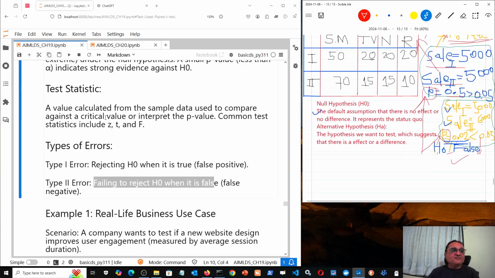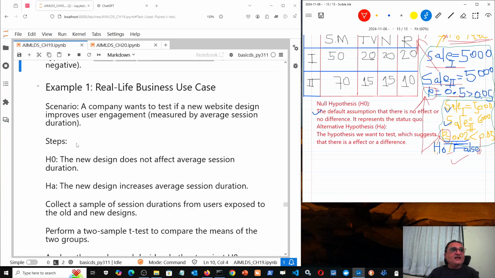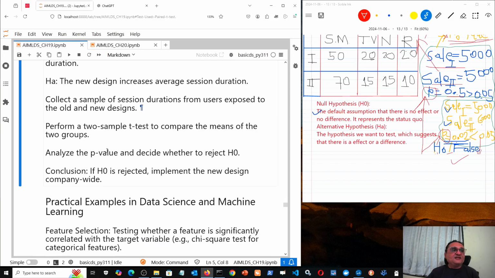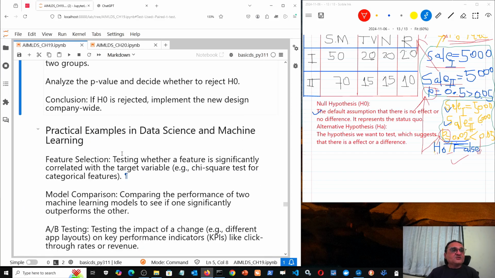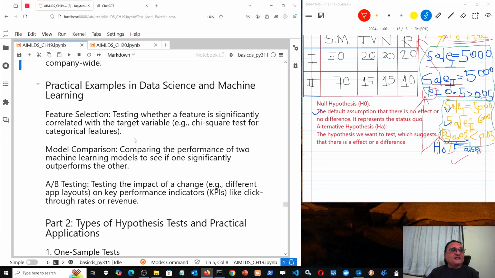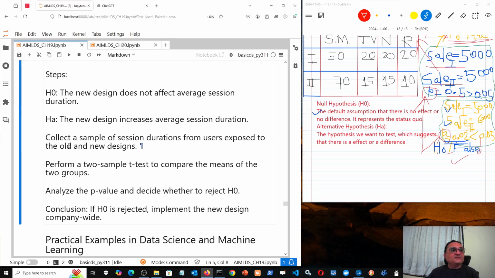Okay, so please remember these 6 terminologies, and now we will take examples in the next case. Practical examples, and these are some examples, right?